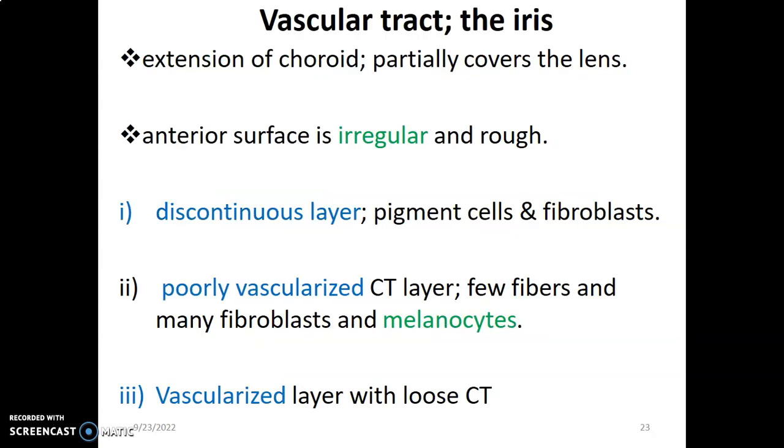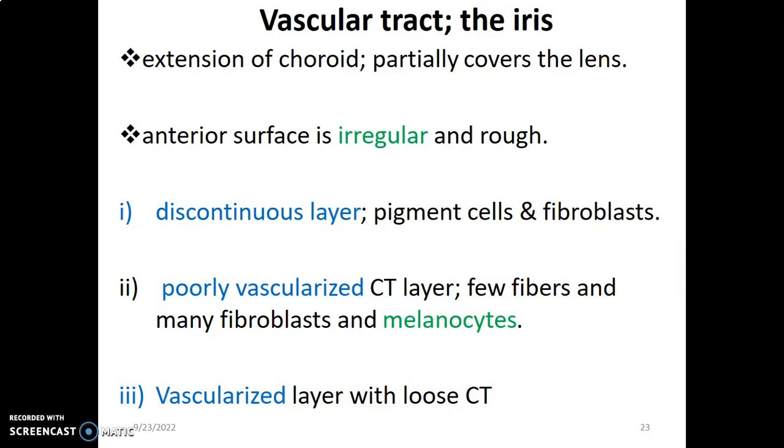So the posterior surface of the iris is smooth and it has two layers of epithelium. The inner epithelium has melanin, so it's heavily pigmented, and the pigmentation prevents passage of light into the eye except through the pupil. So when the iris is pigmented, light will only pass through the pupil. All the pigmented portions will prevent light from passing through.